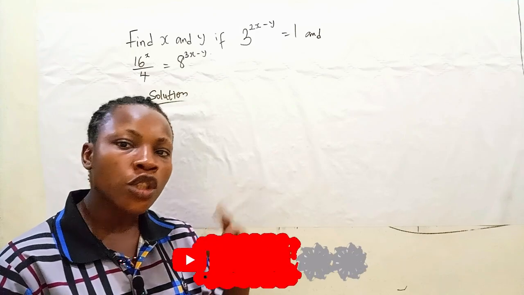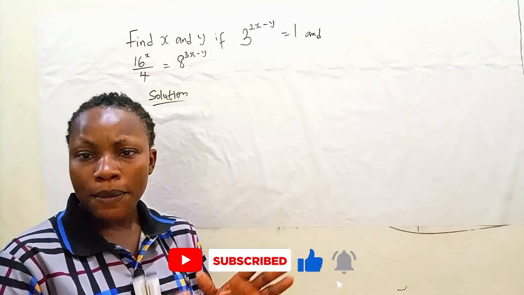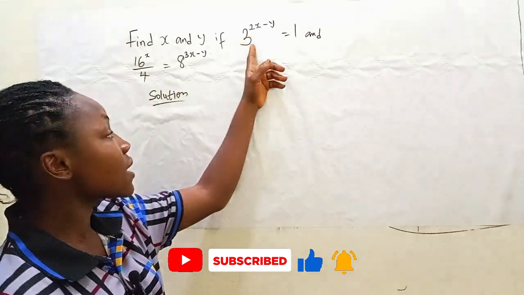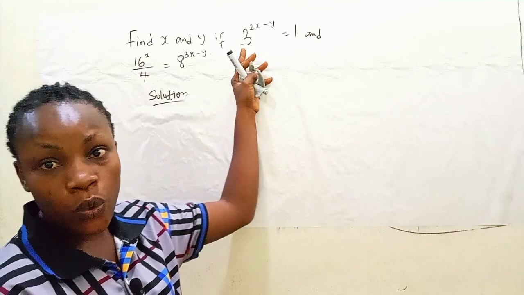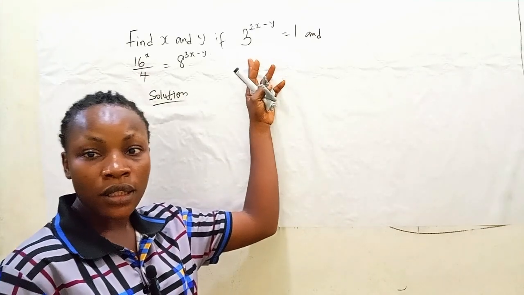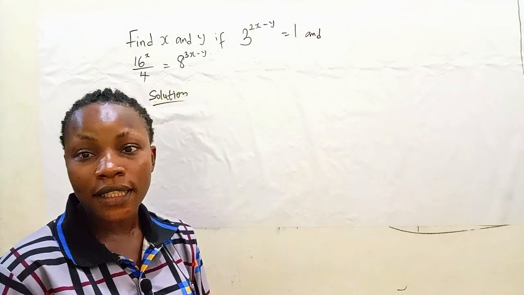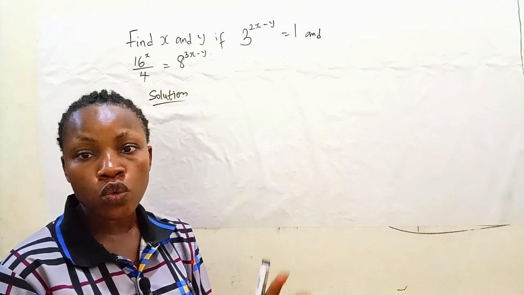Alright, for equation 1, we are expressing it in the powers of 3, while for equation 2, we are expressing it in powers of 2.